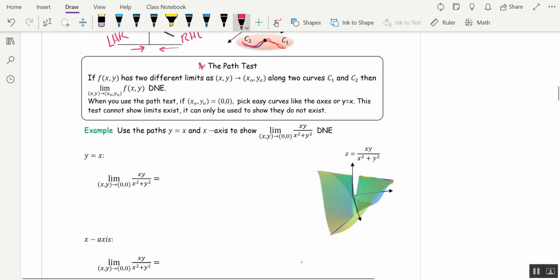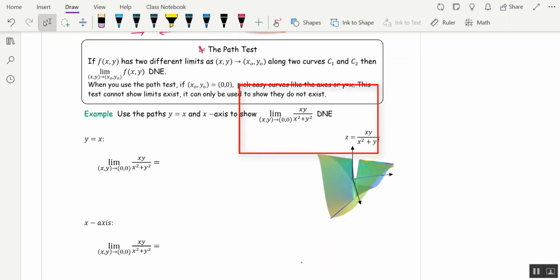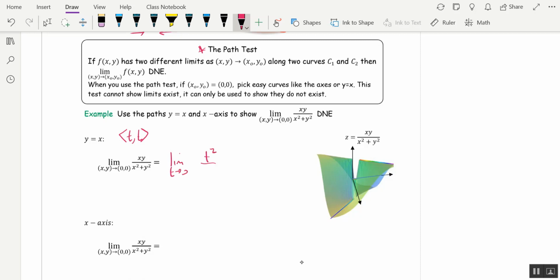So let me show you how that works with an example. We're going to show this limit does not exist by coming in at (0, 0) through two different curves in the xy plane and showing we get different limits. So for y equals x, first we need to parameterize that. That's t, t. Now for the limit, everywhere we see an x, we plug in a t. Everywhere we see a y, we plug in a t. So this is the limit as t goes to 0 of t squared over t squared plus t squared, which is 2t squared. So now we're down to a single variable, and the limit is 1/2, because I canceled the t squares, and that's a half.